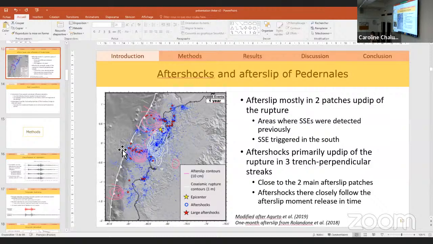It could also be because it's perpendicular to the trench and, sorry, not really parallel to the plate convergence rate. It's perpendicular to the trench, and so we could also think that it might be caused by fluid pathways, for example, that are coming in this region.